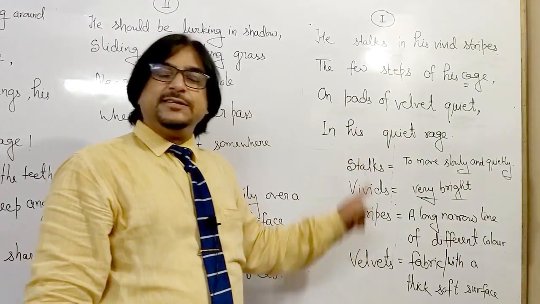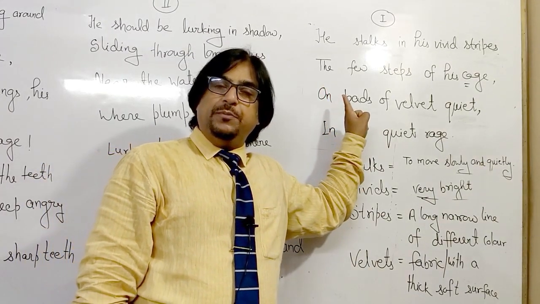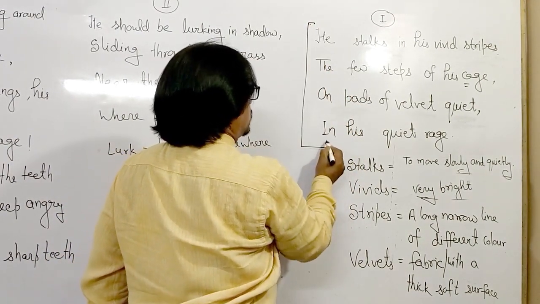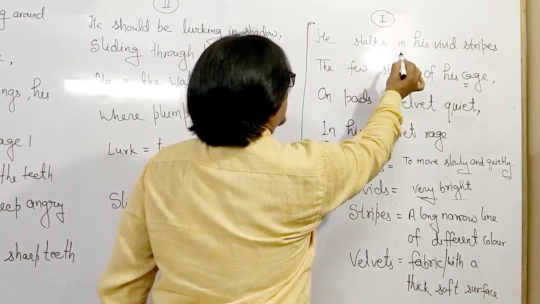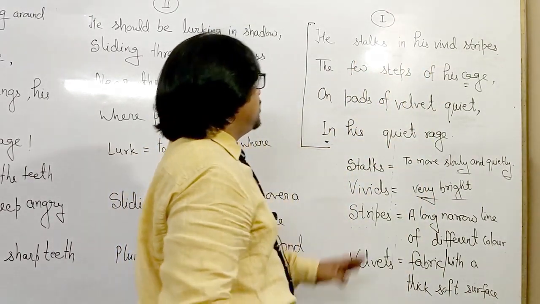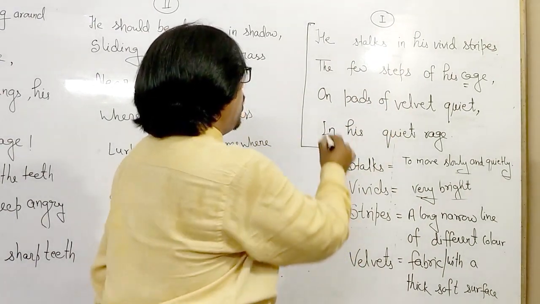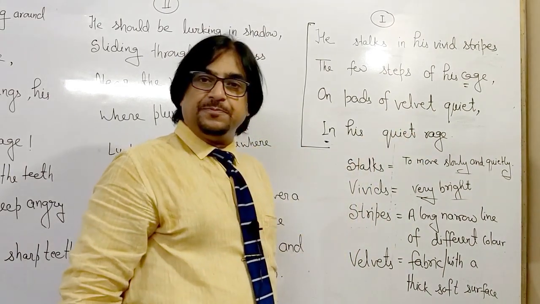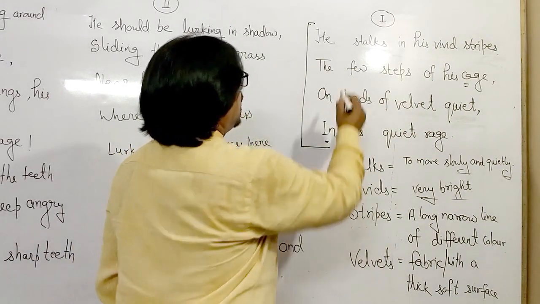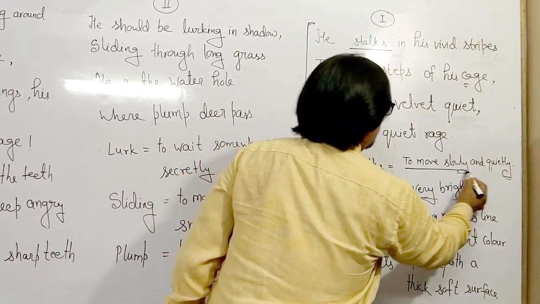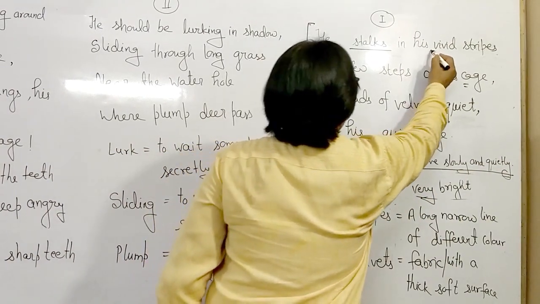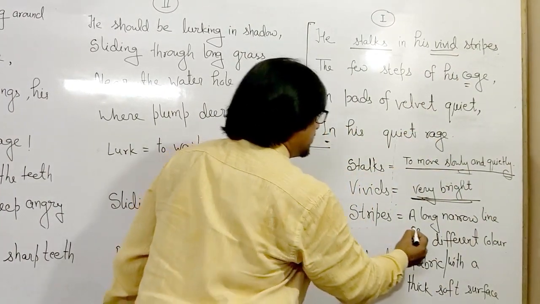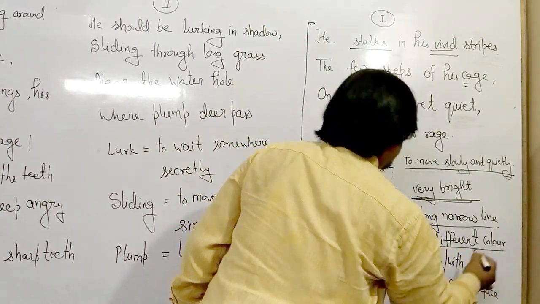Students, this is the first stanza of the poem A Tiger in the Zoo. He stalks in his vivid stripes the few steps of his cage, on pads of velvet quiet, in his quiet rage. Now difficult words. Stalks means to move slowly and quietly. Vivid means very bright. And stripes means a long narrow line of different color.